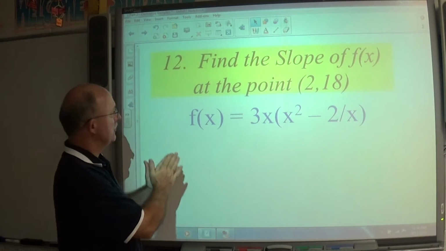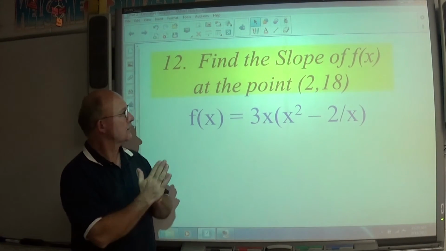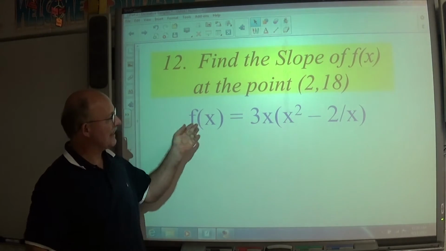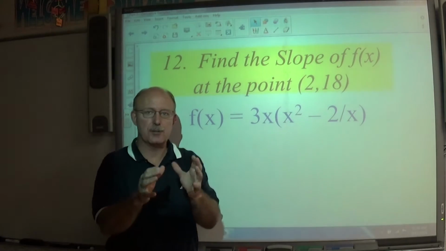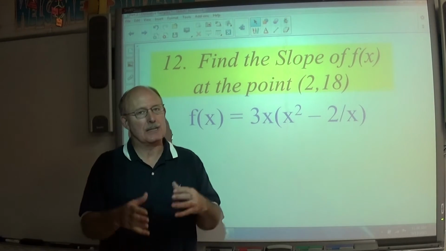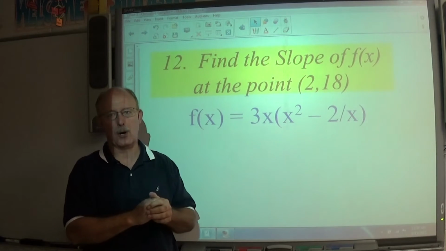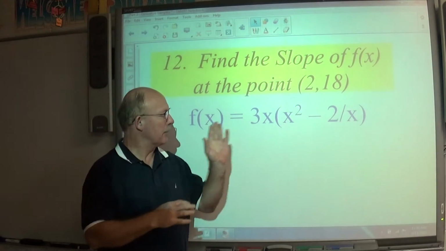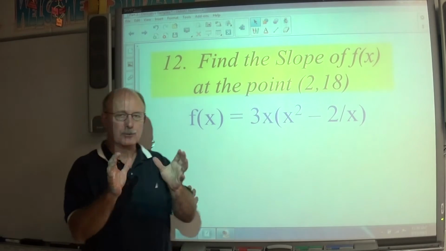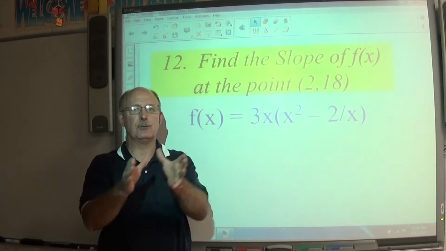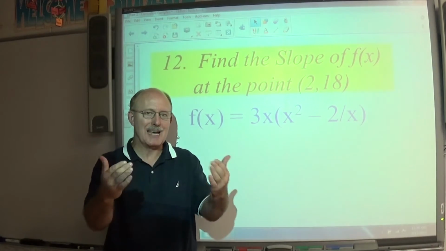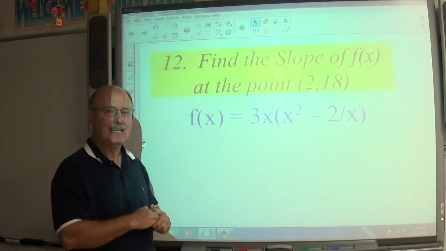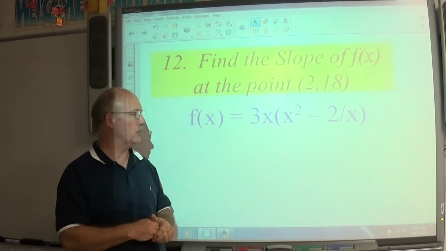Let's try another. Let's take a look at our next derivative example. Now, with this next problem, problem number 12, we're going to find the slope of a function at the point (2, 18). So we're not just getting the derivative this time, we're going to get the slope at a particular point on our curve. So this is the slope of our tangent line at that particular point on our curve. Remember, the derivative is the slope. So the derivative will tell us the slope at any particular point. If we know the x value, we can just substitute it in.